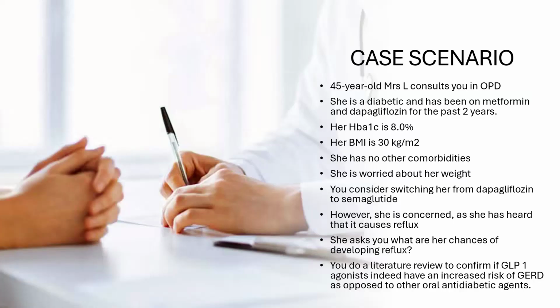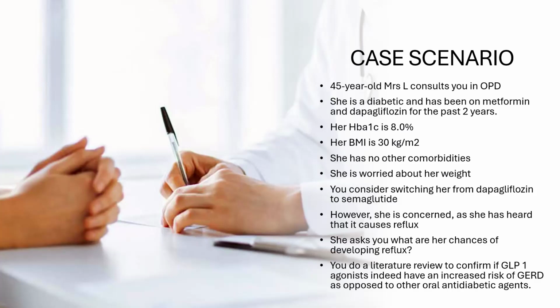We have a 45-year-old Mrs. L who consults you in the OPD. She's a diabetic and has been on metformin and dapagliflozin for the past 2 years. Her HbA1c is 8% and her BMI is 30. She has no other comorbidities. She is worried about her weight.